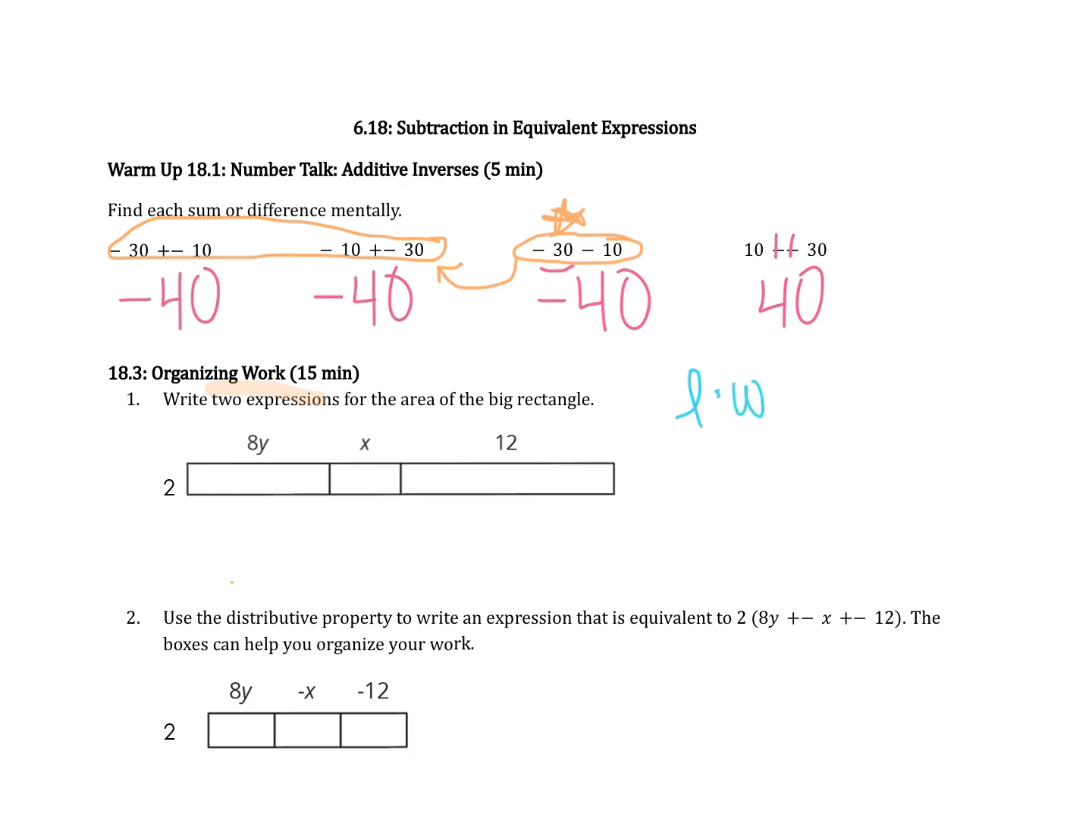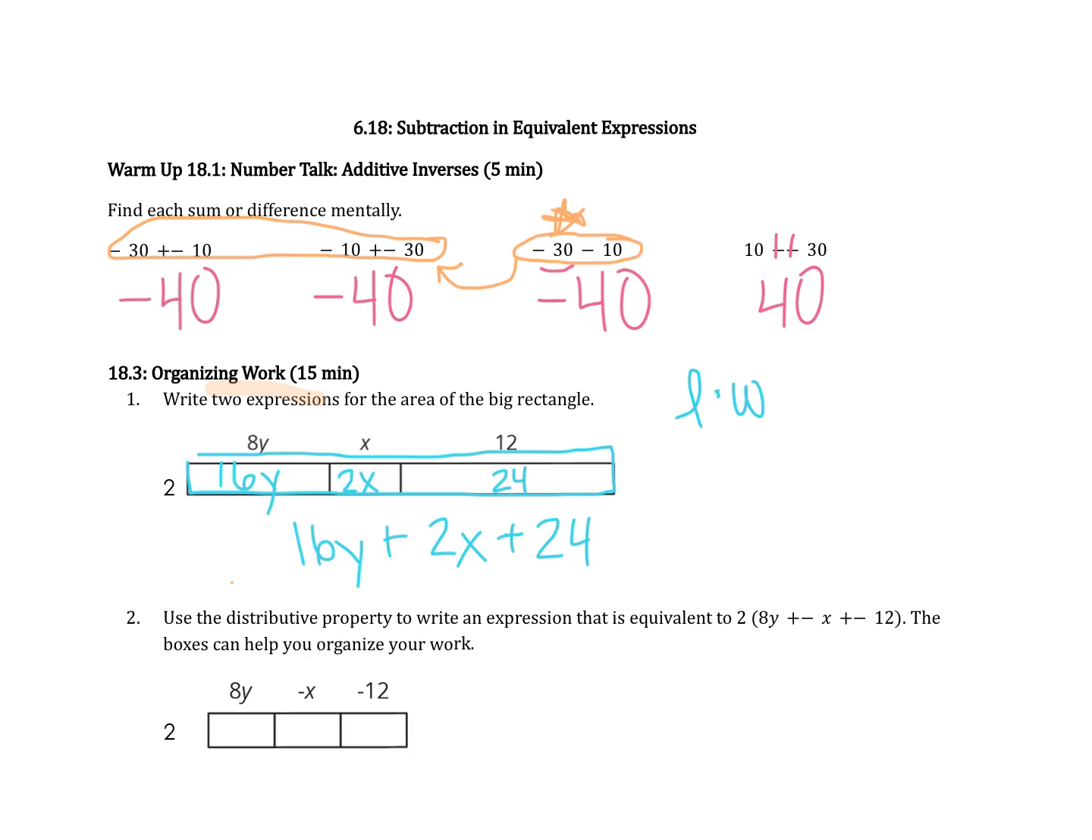So if I do 2 times 8y, that means the area of this rectangle is 16y. If I do 2 times x, that means the area of this rectangle is 2x. And if I do 2 times 12, the area of this rectangle is 24. And this whole big area is all three of these rectangles combined. So the expression would be 16y plus 2x plus 24.